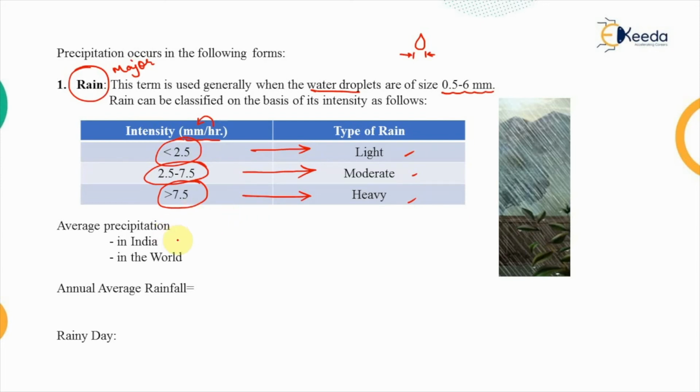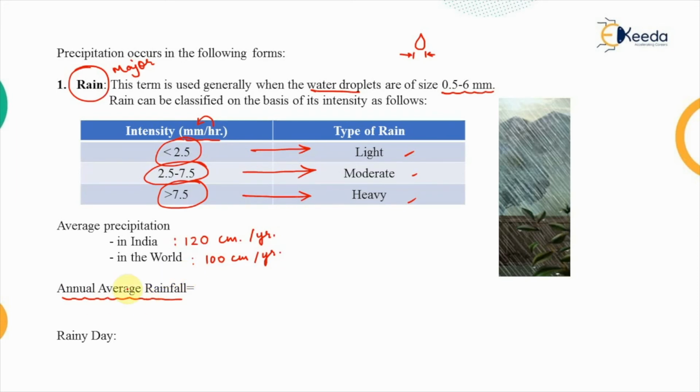Now, this average precipitation, because the intensity may vary in different regions, and in the same region at different time durations. So that's why we take the average precipitation value. In India, the average precipitation is roughly 120 centimeters, which is greater than the average precipitation of the world, at 100 centimeters. Now, we are talking per year. So this average precipitation for a year is known as the annual average rainfall.